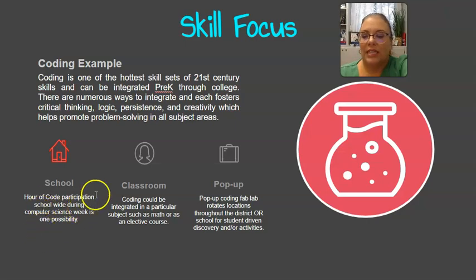Another would be in the classroom itself. You could integrate coding with a particular activity. So one of my favorites, I actually swiped or borrowed from my friend Missy Woolley, and it is an activity that we do that integrates literacy, science, and math.